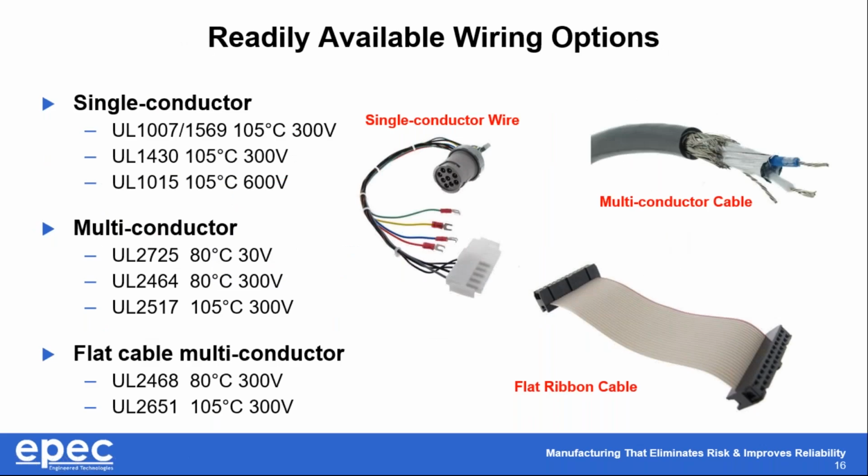More about these types of wiring options. Choosing a wire option that is readily available helps get to market faster with less risk. Single conductor, multi-conductor, and flat cables are among the most common wire types. And along those lines, there are dozens and dozens of UL specs that correlate to each.